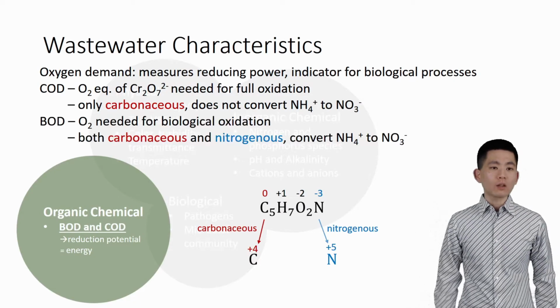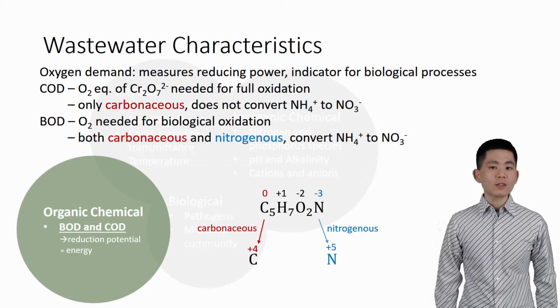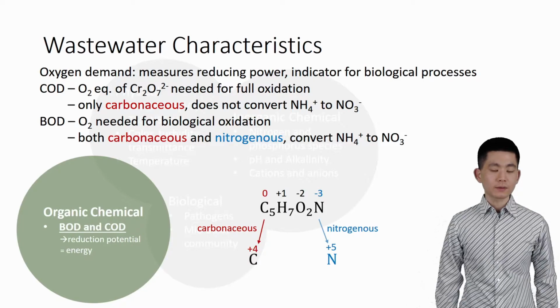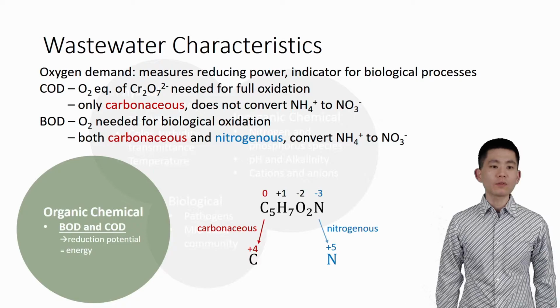BOD, or biological oxygen demand, is the oxygen that's needed to oxidize the organic carbon biologically. It is both carbonaceous and nitrogenous, as it converts ammonia to nitrate. Theoretical oxygen demand is the combination of all potential carbonaceous and nitrogenous oxygen demand, and is not commonly used in practice.